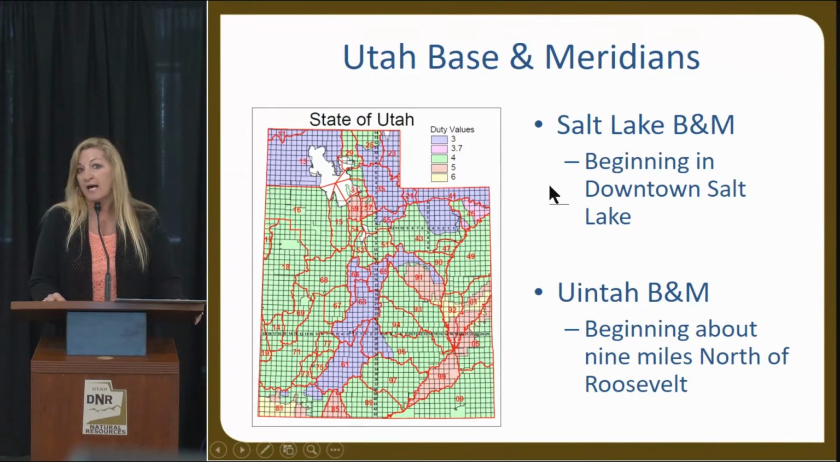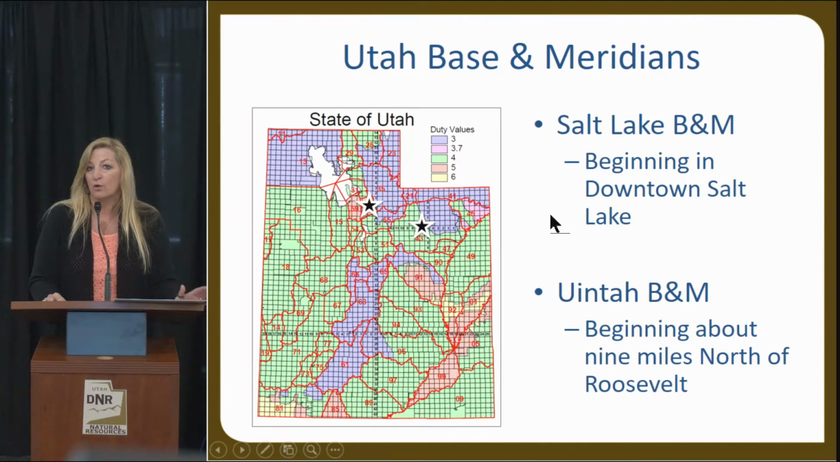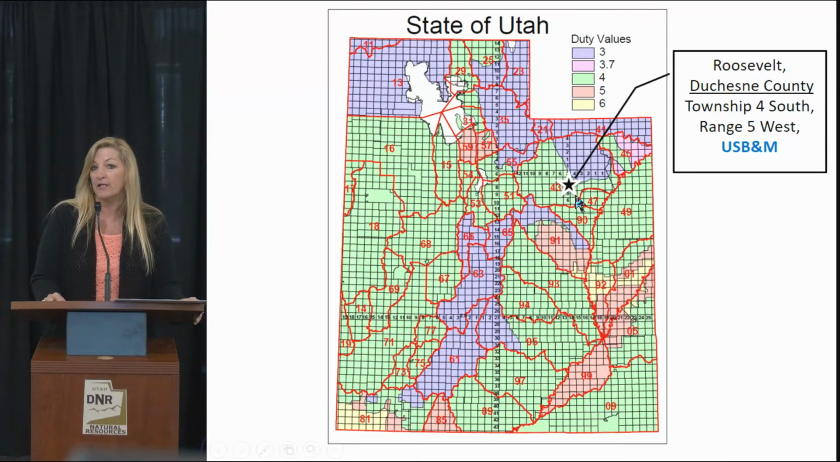And the reason for that is, okay, this is roughly Temple Square. That is the beginning point of the Salt Lake Basin Meridian. Uinta Special is roughly 9 miles north of Roosevelt, and that is over here. So if you are plotting out your point of diversion for your new well location and you forget, or we forget to change that default basin meridian to Salt Lake Basin Meridian, you think you're filing in Duchesne County here, this is actually where you want to drill your well.